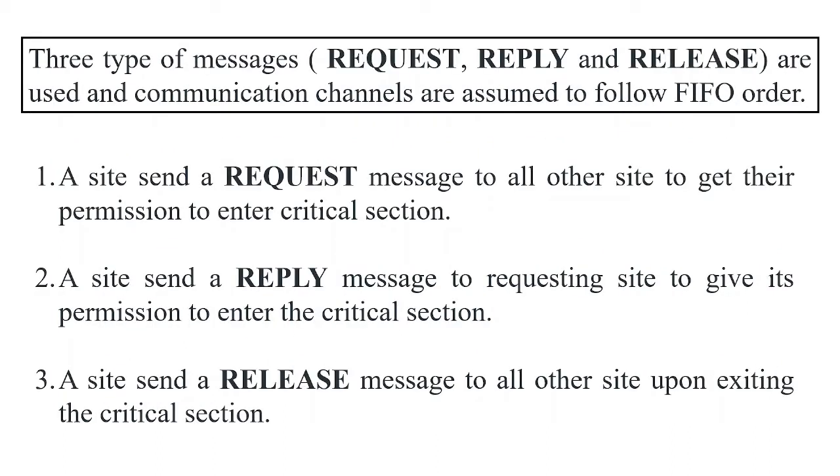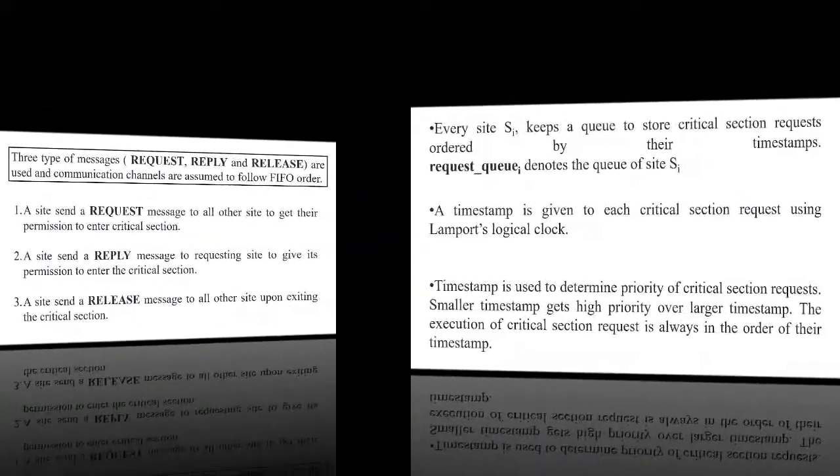Three types of messages, request, reply, and release, are used, and communication channels are assumed to follow FIFO order. 1. A site sends a request message to all other sites to get their permission to enter the critical section. 2. A site sends a reply message to the requesting site to give its permission to enter the critical section. 3. A site sends a release message to all other sites upon exiting the critical section.